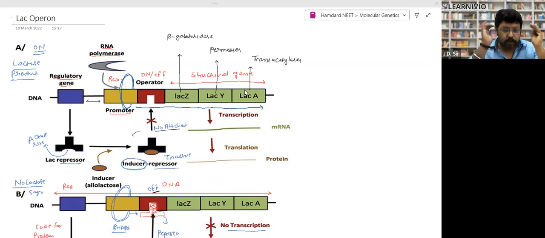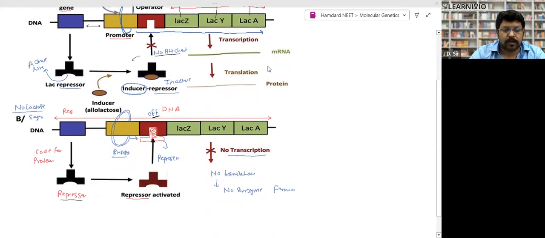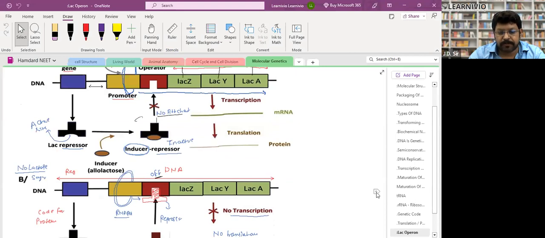So this image should be in your mind, right? Clear? Please take the screenshot. Also this one. So this was the lac operon.